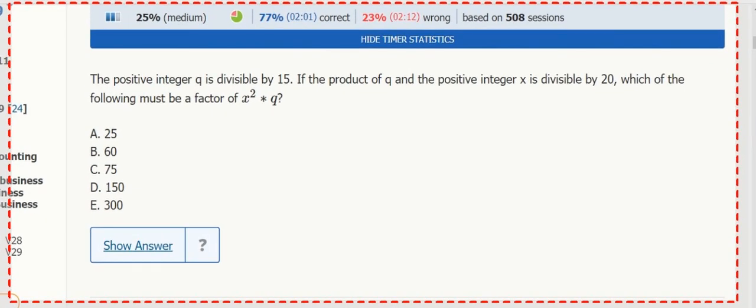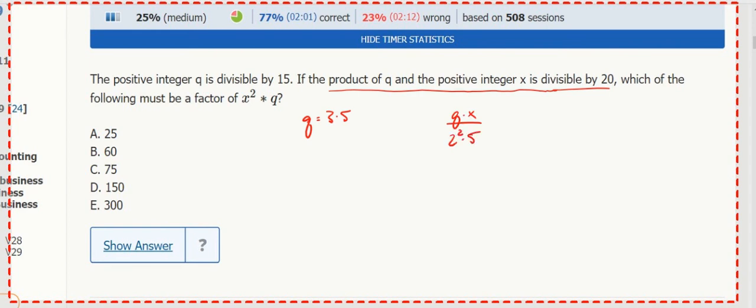This one, the positive integer q is divisible by 15. So we do what we always do with divisibility. Say q equals 15, which is 3 times 5. That's straightforward enough. And then the next one, be careful. The product of q and the positive integer x is divisible by 20. Okay, well, so q times x is divisible by 20, which breaks down to 2 squared times 5.